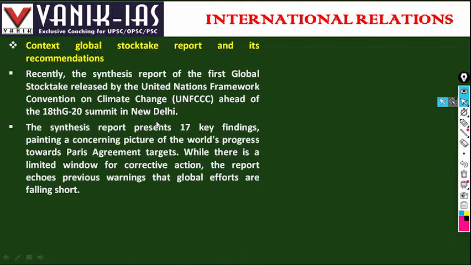Context: Global Stocktake report and its recommendations. The next topic. Recently, the synthesis report of the Global Stocktake was released by the United Nations Framework Convention on Climate Change ahead of the 18th G20 in New Delhi. So before this G20 summit, the UNFCCC released the Global Stocktake. The synthesis report presents 17 key findings, painting a concerning picture of the world's progress towards Paris Agreement targets.